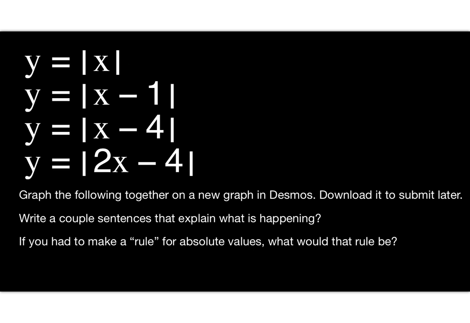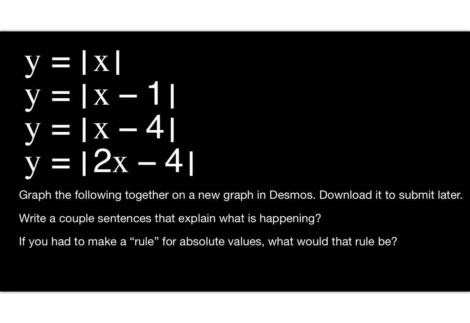Graph this one, and then also this one, and then this one. Notice in each case, one thing changes from here to here. It goes from just x to x minus 1, and then from x minus 1 to x minus 4, and then here it goes to x minus 4. So you're going to see what happens. And again, write a couple sentences in your notes at this point, explaining what you see is happening. Make it make sense to you.